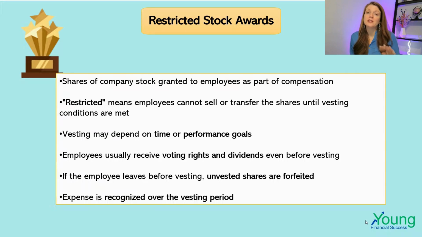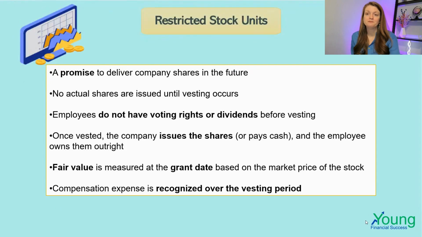Now, if the employee leaves before they are vested, those shares are forfeited. So maybe all this is happening for them, but then if they leave the company for one reason or another, then they are going to lose all of those rights to those shares completely, all the dividends and everything that went along with those shares. The expense is going to be recognized over the vesting period. So even though they're not vested yet, we go ahead and start expensing it over the time that they are reaching that vested period. Then we get to restricted stock units.